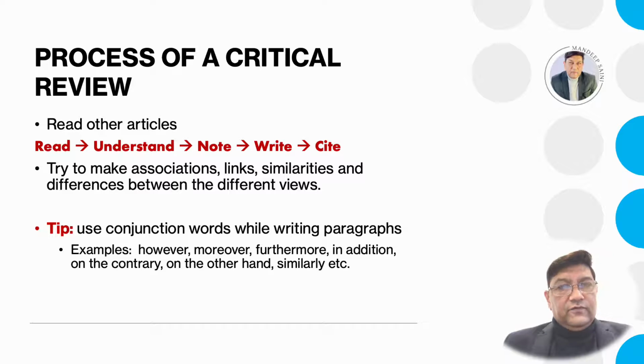After the first article, you read another article or a number of articles, and you use the same process to read, understand, note, write and cite. So once you have several different views on a particular topic, you can say that person 1 said this, person 2 said something else. There are similarities between the views of those two people, or there are differences between them as well. That is one way of critically reviewing.